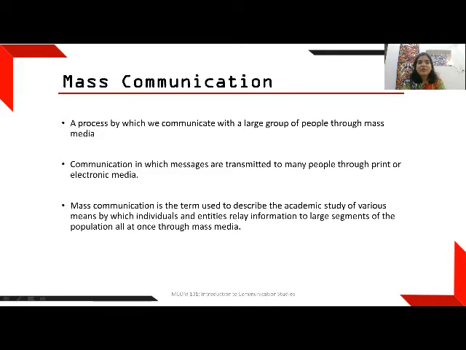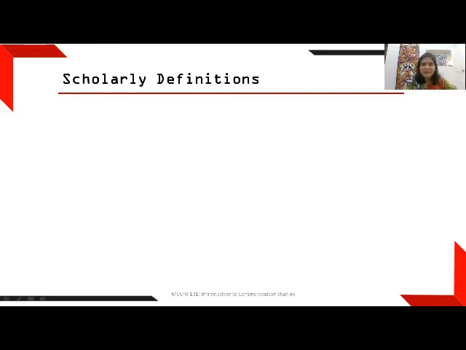It says that mass communication is the term used to describe the academic study of various means by which individuals and entities relay information to large segments of the population all at once through mass media. So here they are trying to define it as an academic field of study, which it is because we are studying mass communication. So the idea is where individuals and entities, not just one person, but large organizations, relay information to even larger segments of the society through the use of mass mediums.